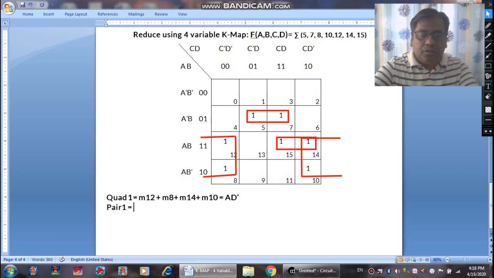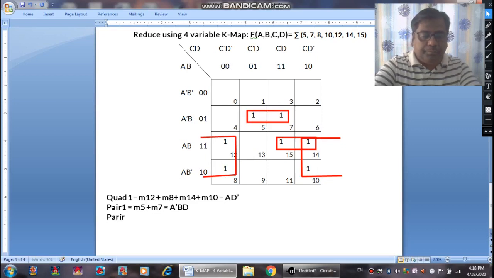Next we will write the pair 1. In the pair 1 we are taking M5 plus M7, and the answer for this will be, from the left it will be A bar B, and from the top C bar is changing to C, D is same. Therefore the answer for this will be A bar B D.